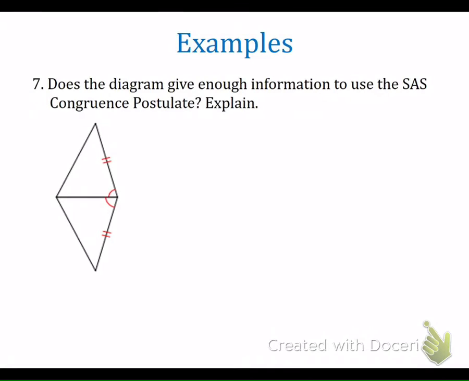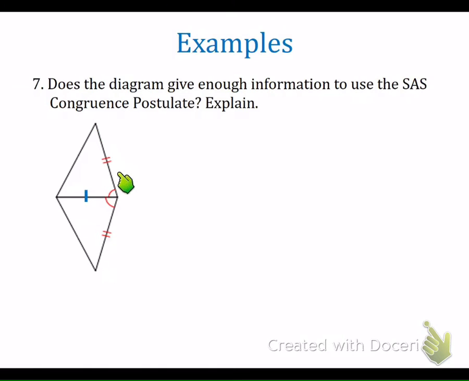All right, on number 7, it says, does the diagram give enough information to use the side, angle, side, SAS, congruence postulate? So, what do I have in each triangle? Okay, so this is a side. These are the congruent angles. What about these? Parallel. Then the things that we put a line through it. It's the same segment in both triangles, so it's congruent to itself.